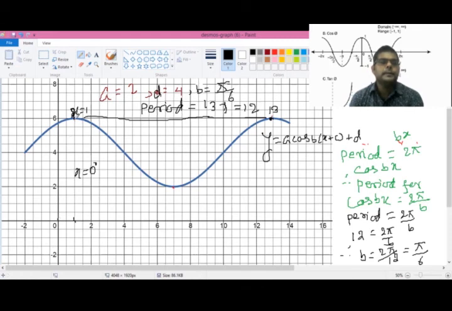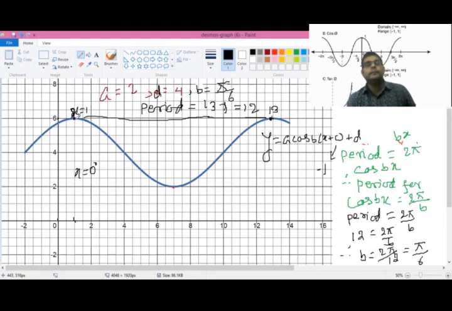That means that if this point would be over here, then this graph looks as if it is shifted 1 unit right about the y-axis. So 1 unit right about the y-axis means, by the law of transformation, the value of c must be -1. Why -1? Because it has shifted 1 unit to the right.